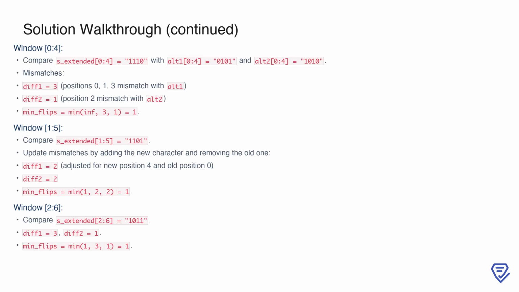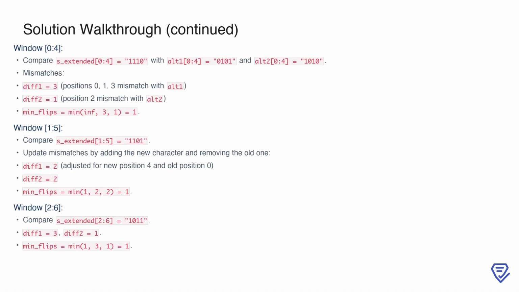We start analyzing the windows. For the first window, 0:4, the substring s_extended[0:4] is 1110. Comparing it with alt1[0:4], which equals 0101, there are mismatches at positions 0, 1, and 3, so diff1 equals 3. Comparing it with alt2[0:4], which equals 1010, there's a mismatch only at position 2, so diff2 equals 1. The minimum flips required for this window is min_flips equals min(inf, 3, 1), which equals 1.